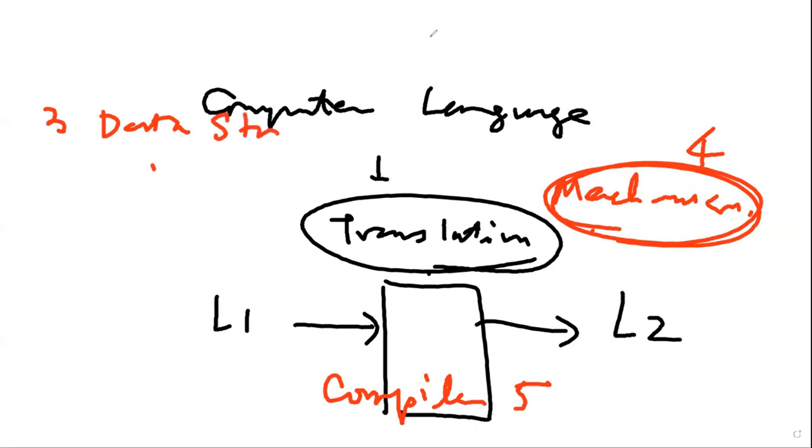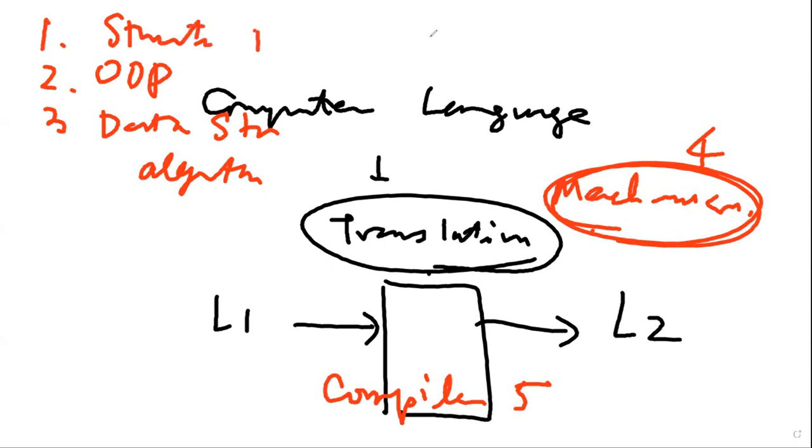Data structure and the algorithm, right? At level 3. Programming level 2 is your OOP. Programming level 1 is structured programming, knowing about if then else, loop and function.